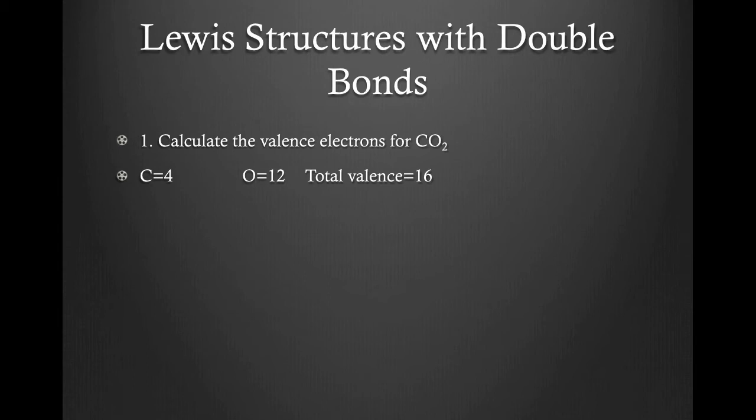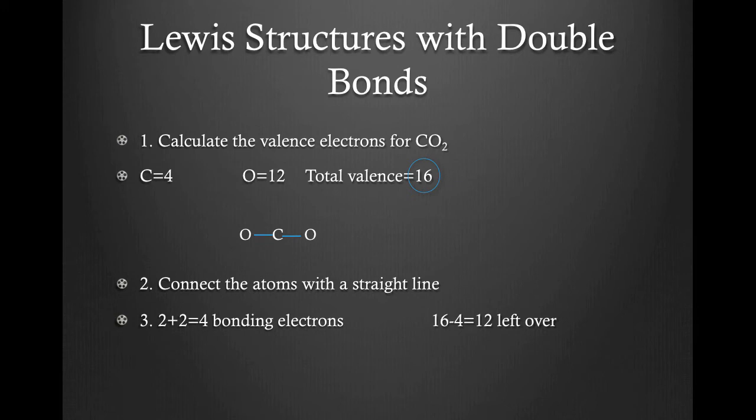Carbon has 4 valence electrons. Oxygen has 6, times 2 gives us 12 valence electrons, for a total of 16. Next, I connect the atoms with straight lines. And then I have 4 bonding electrons. Subtract that from 16, I have 12 left over. Now I'm going to put those leftover electrons on my atoms.